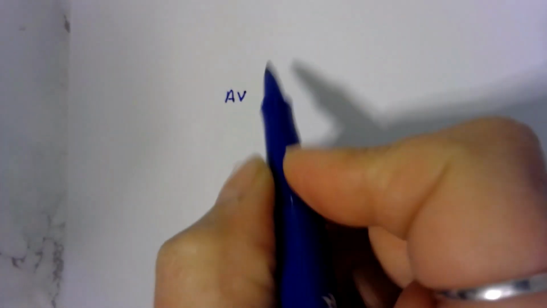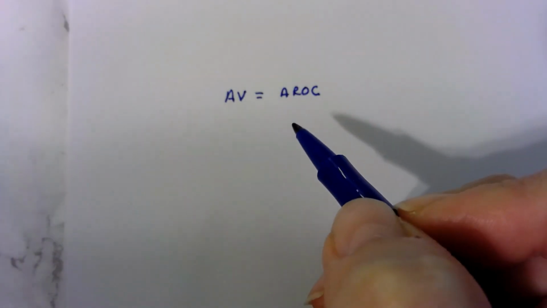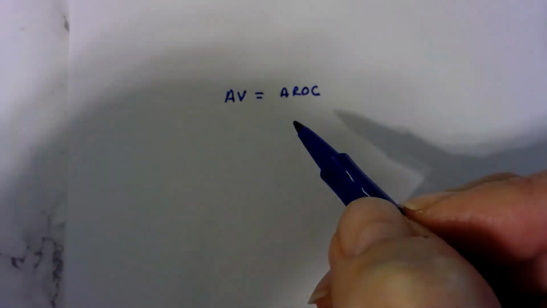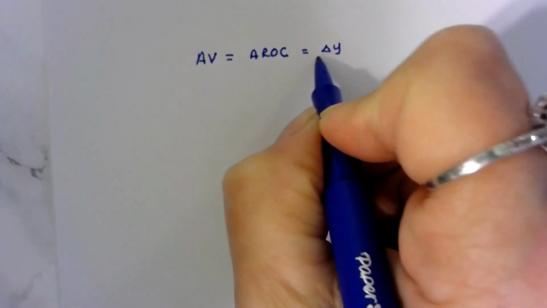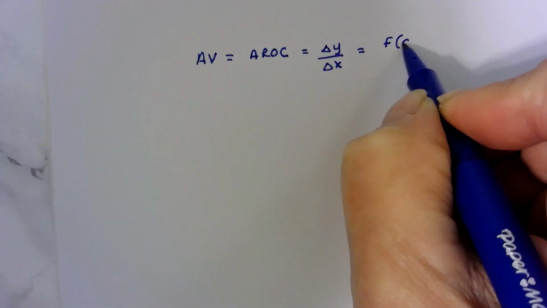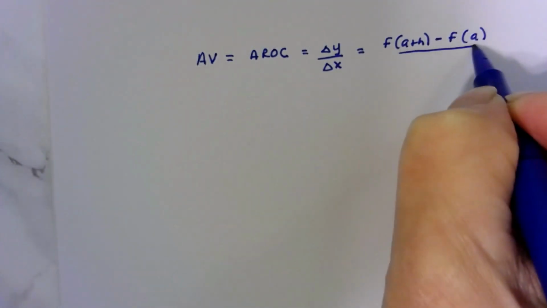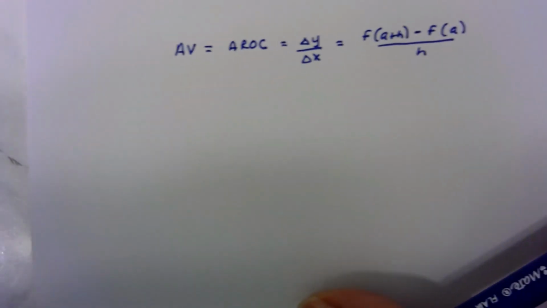So let's look at it note-wise. Let me get my paper here. Once again, average velocity we can also think of as average rate of change, AROC. Hang on, my focus is going a little bit crazy here. That's equal to change in y over the change in x, which is equal to the function evaluated at a plus h minus f of a all over h.